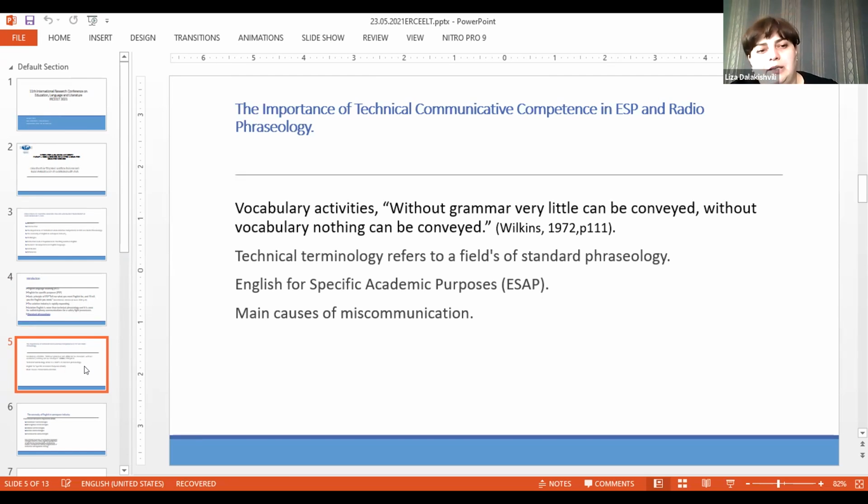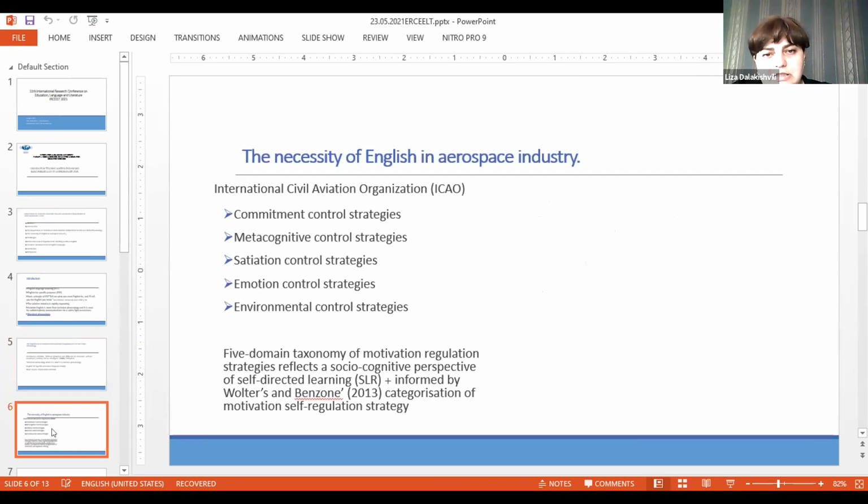And every field which I have already mentioned, even pronunciation, is important, especially for non-native English speakers, as during communication it can cause misunderstandings. In order not to be the main cause of miscommunication, language should not be an obstacle in this situation. So what is the necessity of the English language in the aerospace industry?